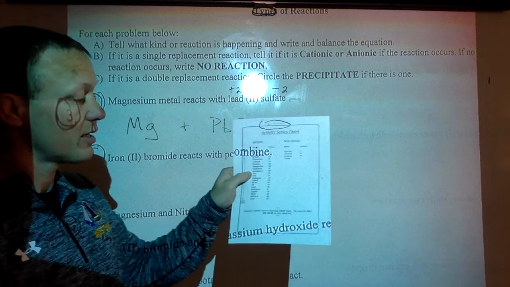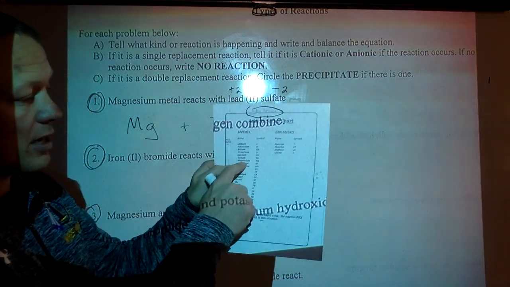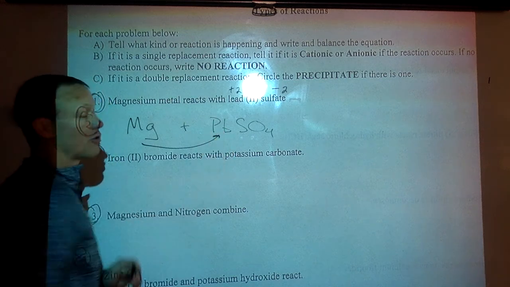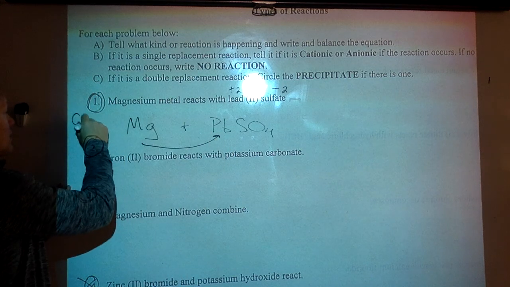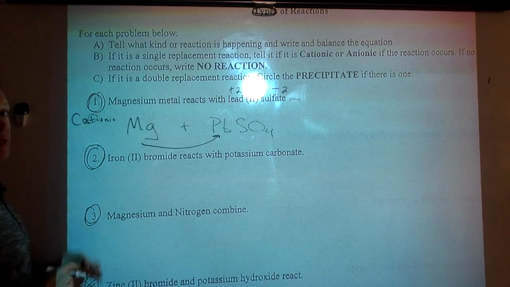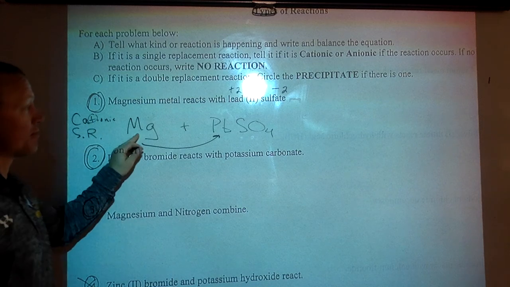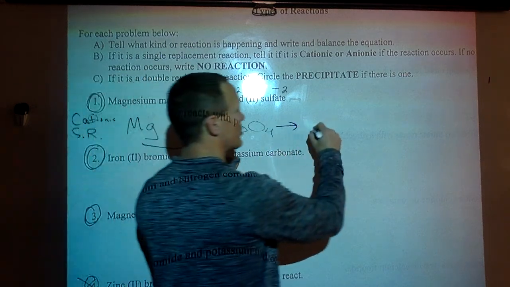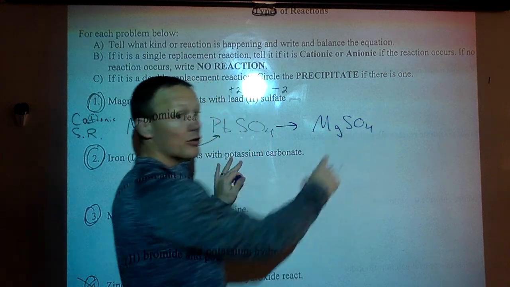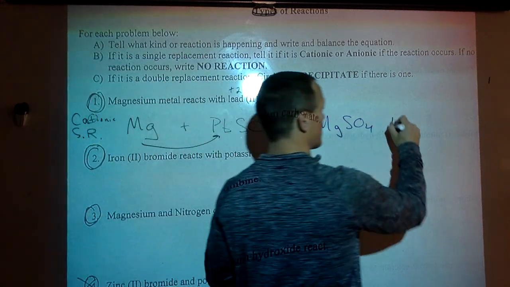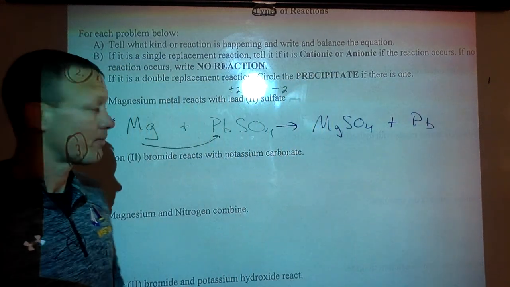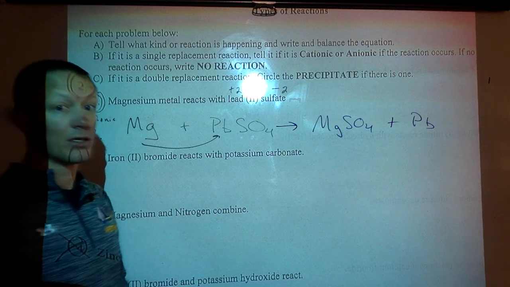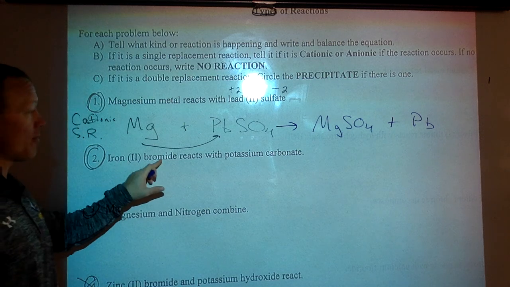So look at your activity series and see if this reaction happens. Look down this list, and magnesium is above lead, so magnesium can replace lead. This is called a cationic. Again, cationic means it's positive. Single replacement reaction, magnesium replacing lead. Other side of the equation, we get magnesium sulfate, plus 2 minus 2 charge, so we're good there, plus lead. Lead was kicked out. Everything is balanced in this case, so we're good to go. Don't put any coefficients in to balance it. Again, that's a single replacement. The reaction does happen.